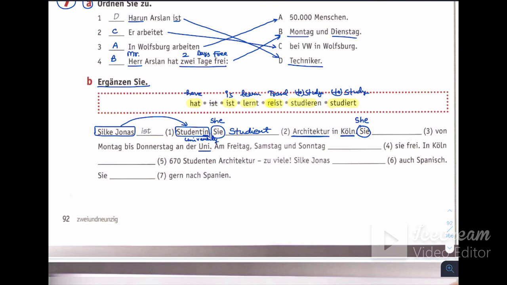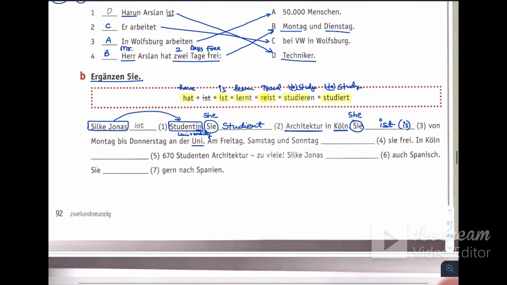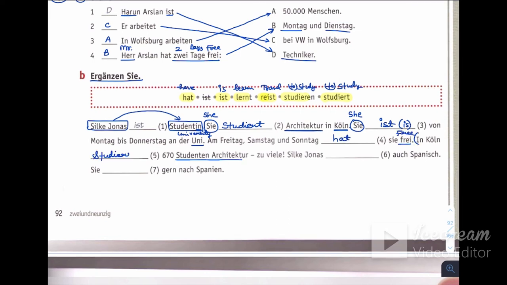She is from Monday till Thursday in the university. Am Freitag, Samstag, Sonntag, Sie frei. It means Friday, Saturday, Sunday she is free. So what will come here? She has free time.